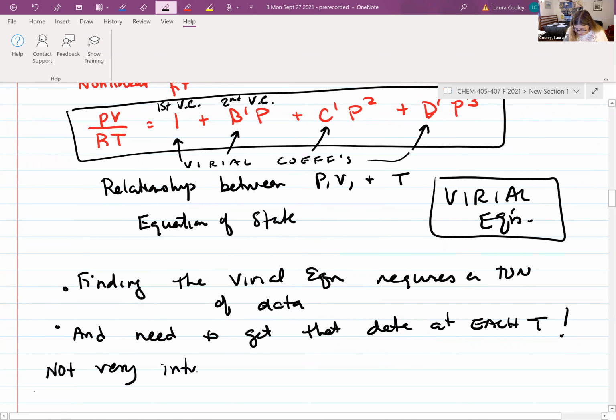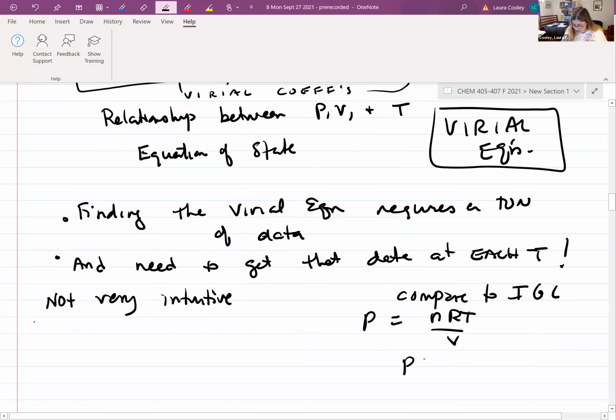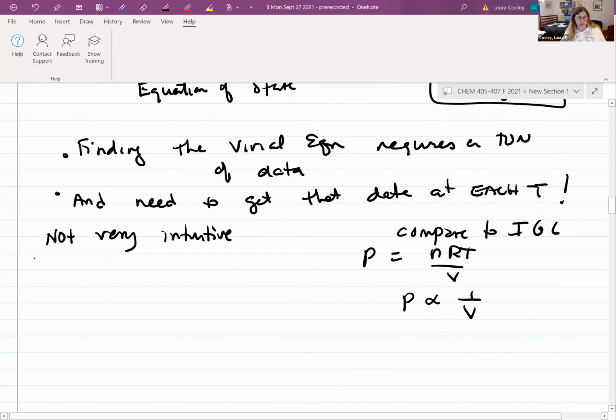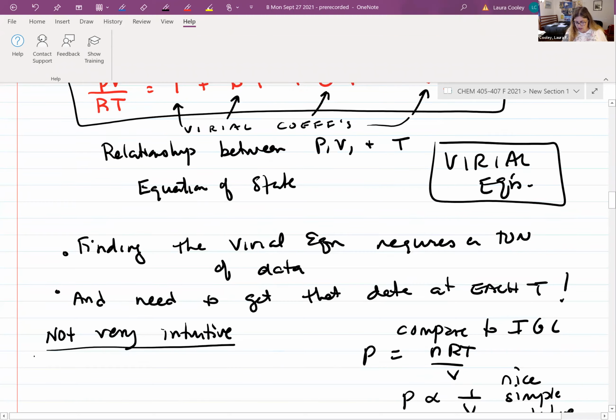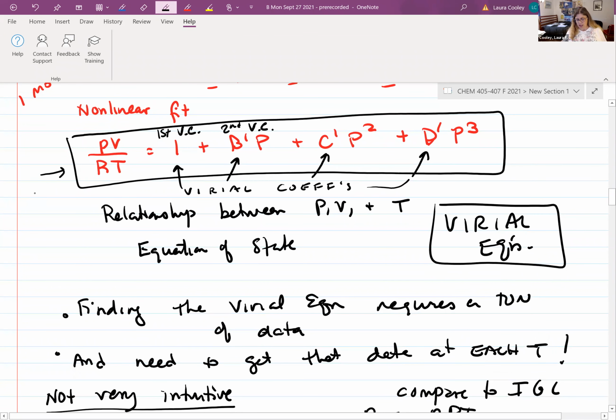And if you look at it, it's really not very intuitive. Like if you compare it to the ideal gas law, P is nRT over V. That tells you P is proportional to 1 over V if you hold the temperature constant. P is proportional to T if you hold the volume constant. P is proportional to n. There are these nice, simple, intuitive relationships. Not so with the Virial coefficient. It's not very intuitive at all. You really cannot look at this equation and see what the relationship is between P, V, and T.